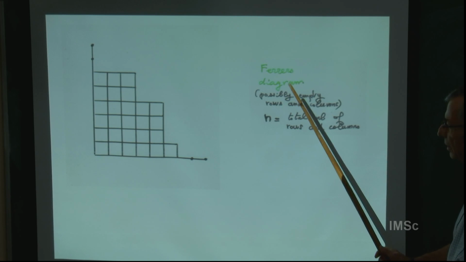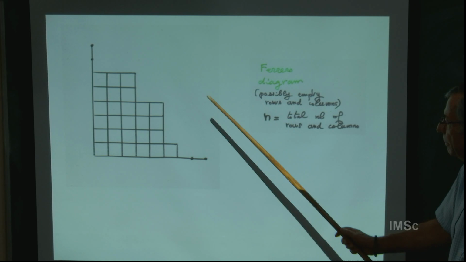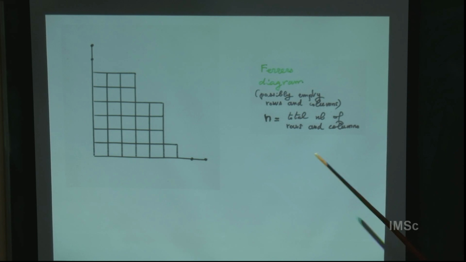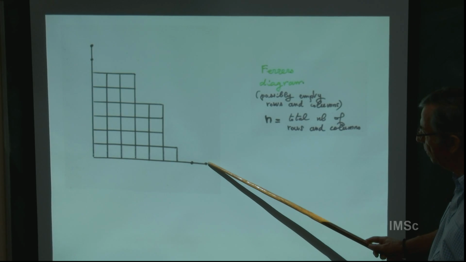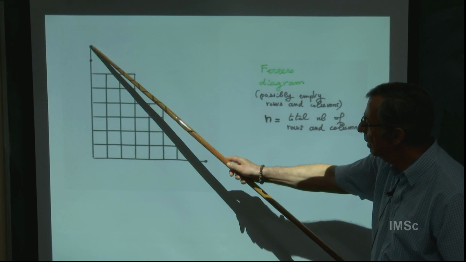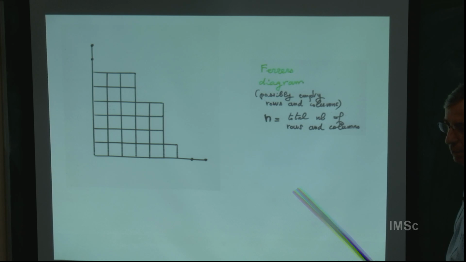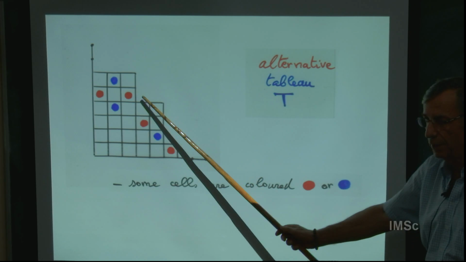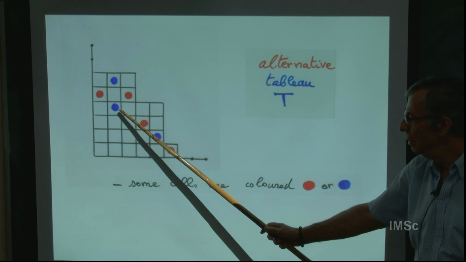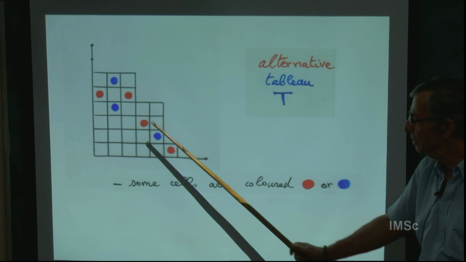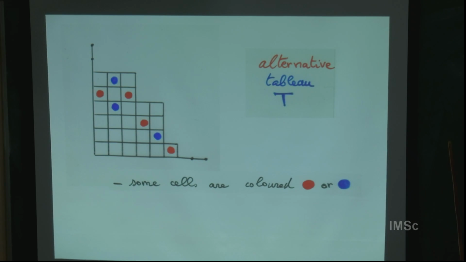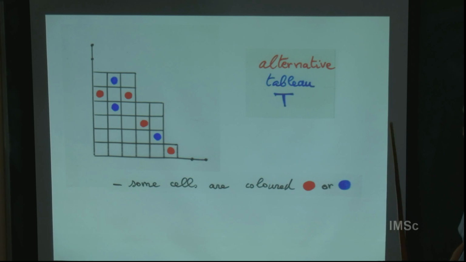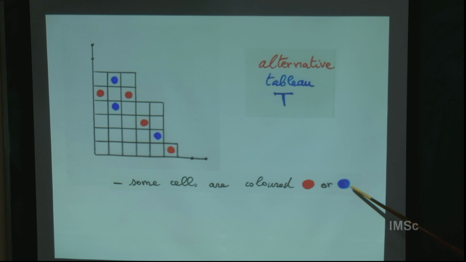So the definition: I take a Ferrers diagram, but with possibly empty rows and empty columns. The total length of this path is n. n is the total number of columns plus the number of rows, possibly empty. And then the alternating tableau is defined as follows. I put some points in the Ferrers diagram, which may be blue or red, or maybe nothing. Maybe you don't color any cell, or you color 1, 2, 3, 4, etc. So some cells are colored blue and red with, of course, some condition.